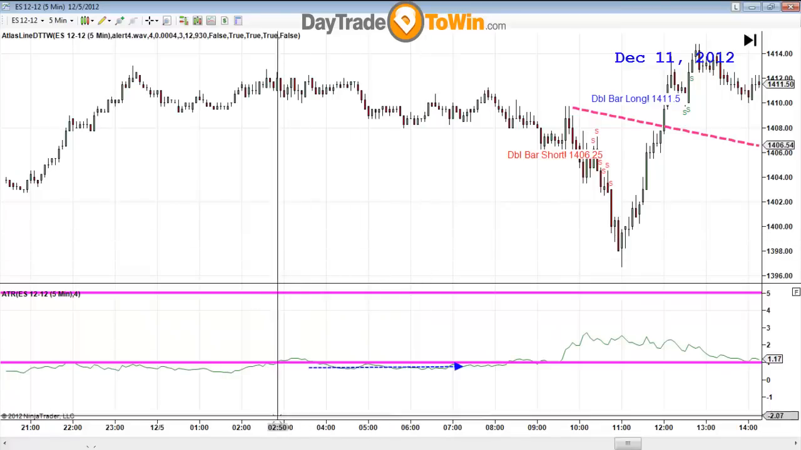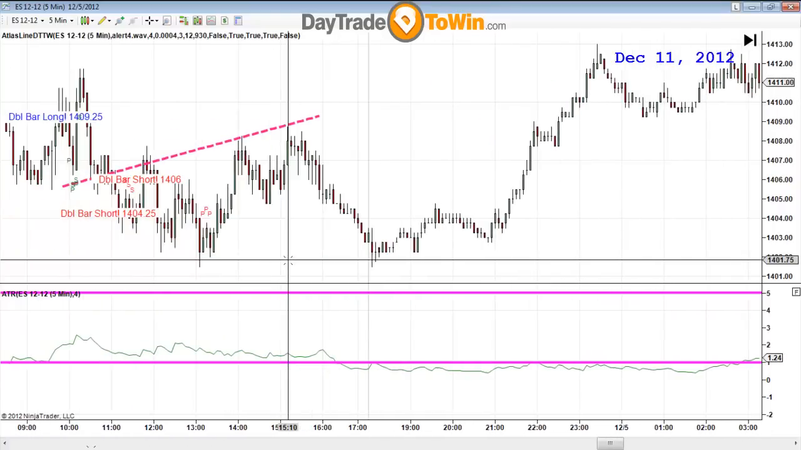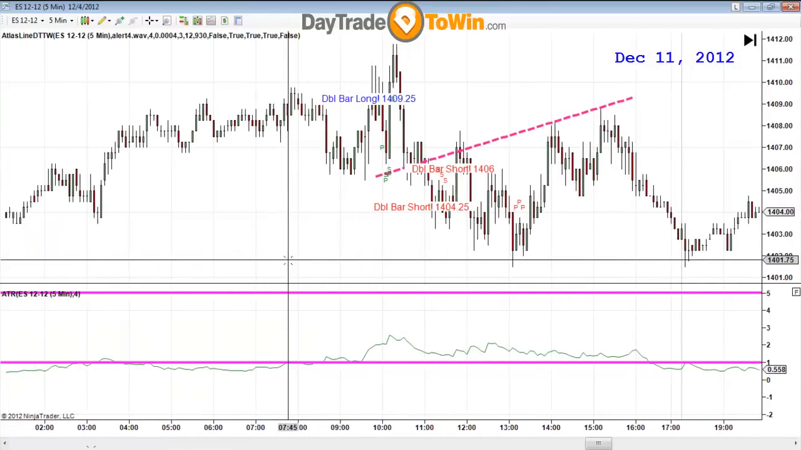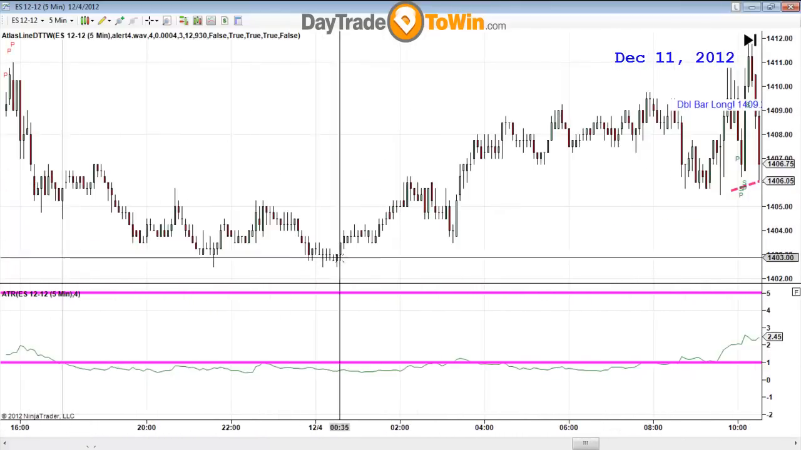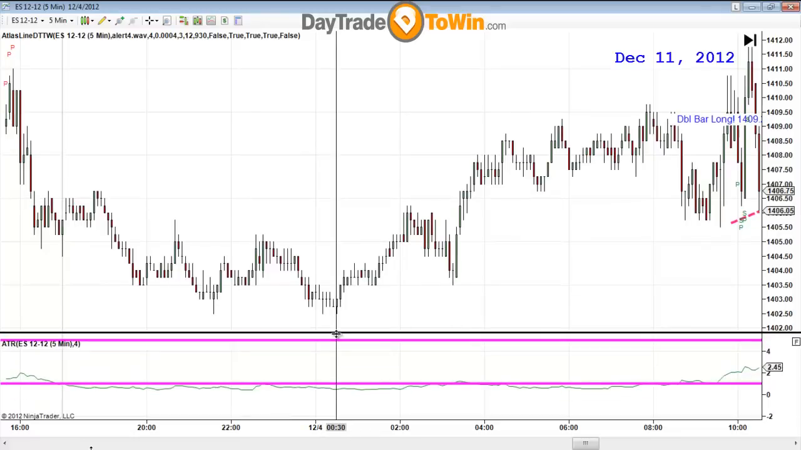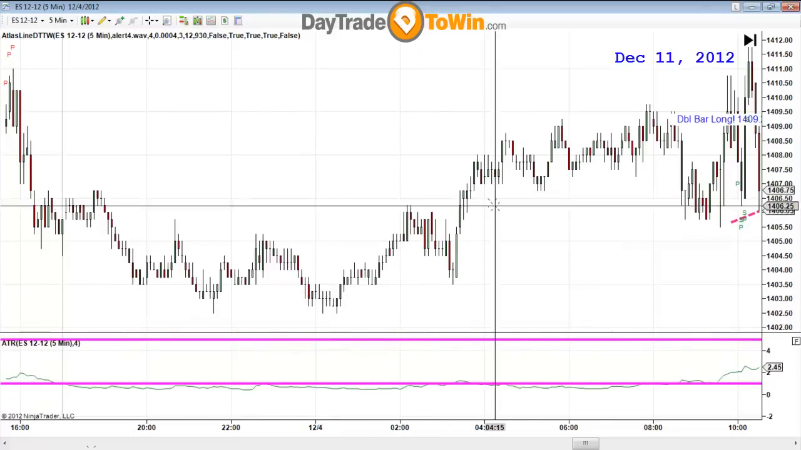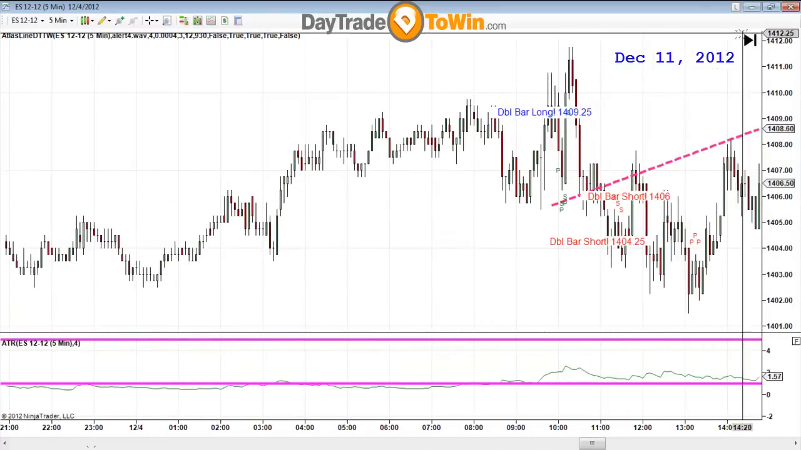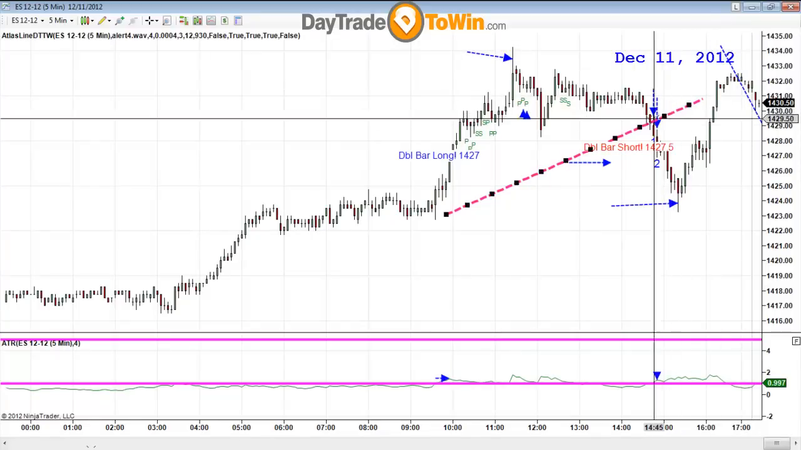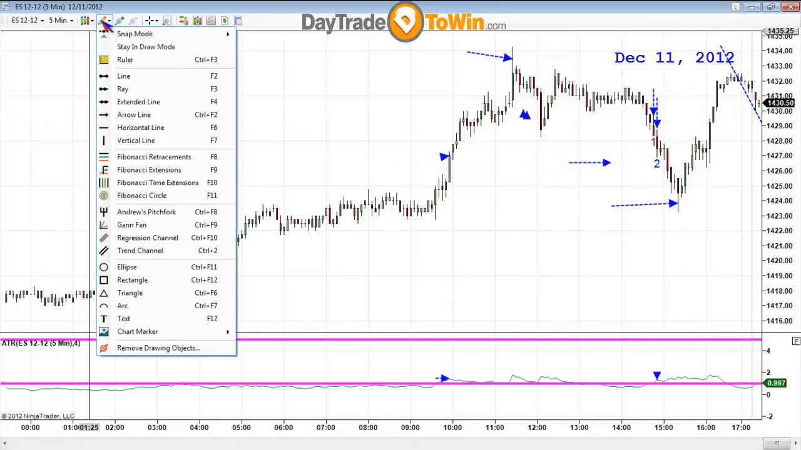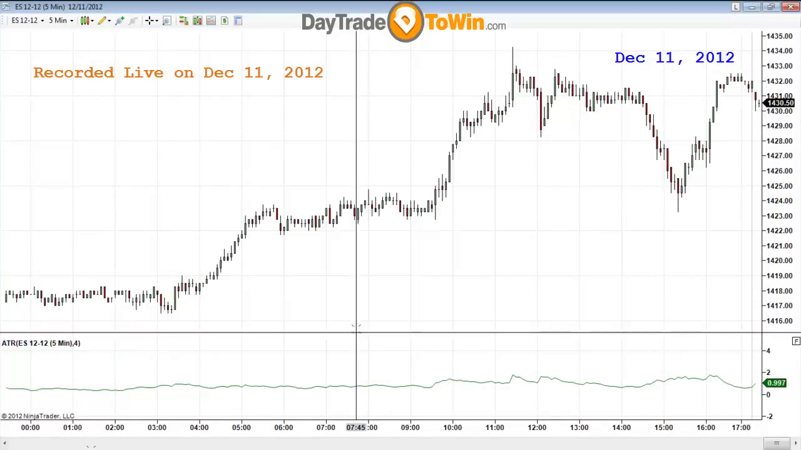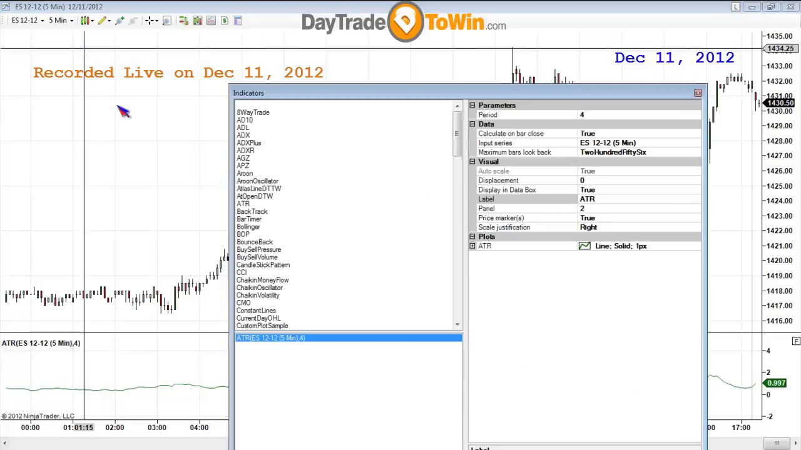Now, I can show you chart after chart after chart of the Atlas line, or of the power price action, or of the at the open, for example. So here is the, just take this off here, and I'll show you the at the open method.